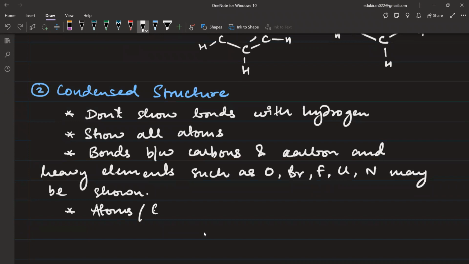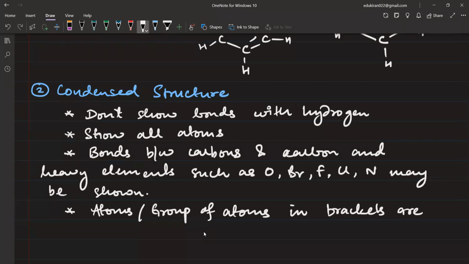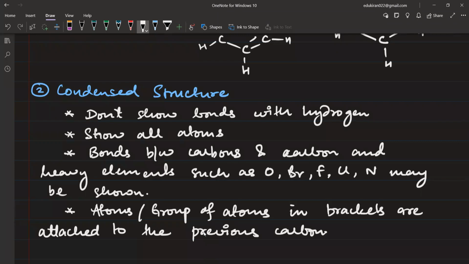Atoms or group of atoms in parentheses or brackets are attached to the previous carbon. Okay, write these things down.